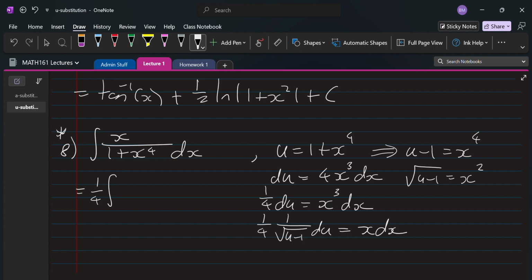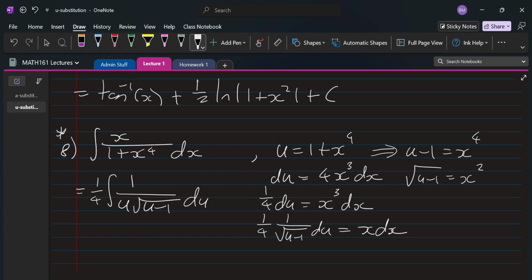So this becomes 1/4 integral x dx. That's going to become that fraction over there. And then we've still got the 1 plus x to the 4 to deal with. So we're going to have 1 over 1 plus x to the 4. That's going to be a u. And then we're going to have u minus 1 du. Looks good.